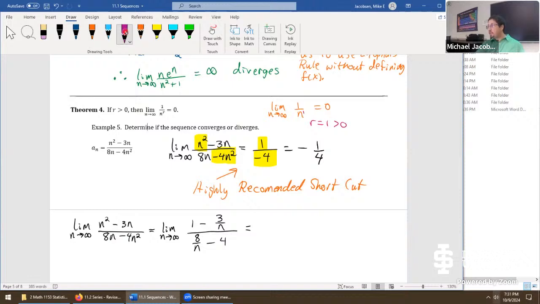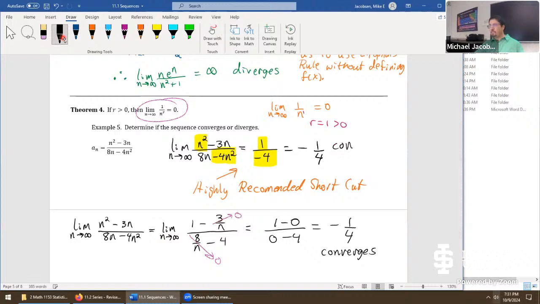Next step, we use this theorem a bunch of times. Anything that has a variable in a denominator with a positive exponent goes to 0 in the limit. So that converges to 0. That converges to 0. And all that's left over is 1 minus 0, 0 minus 4. So a negative 1/4. And this thing converges. I meant to say converges here. I think I just totally forgot.